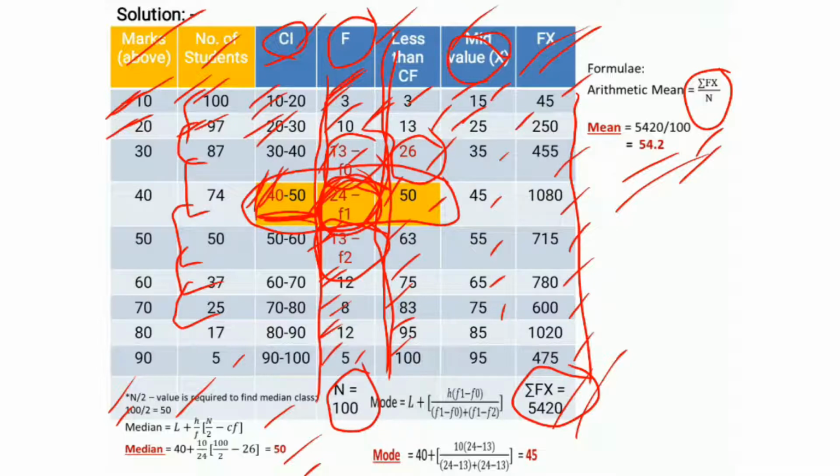Simplify this, and after simplification add the value to L. So you simplify this part first. After simplification, add whatever value you get to 40. You will get an answer of 45. So I think you are clear with calculating mean, median and mode in one problem.